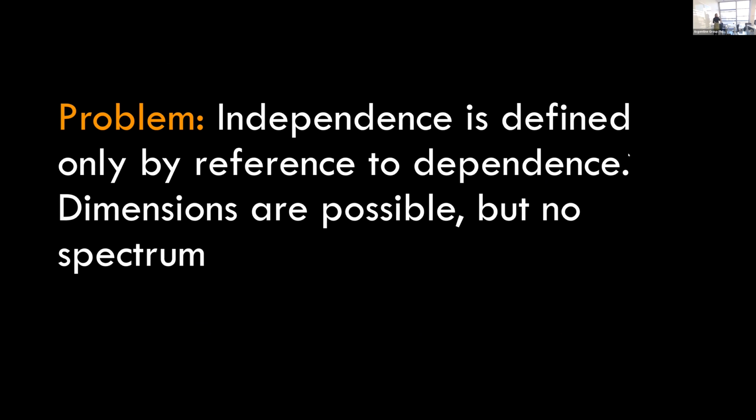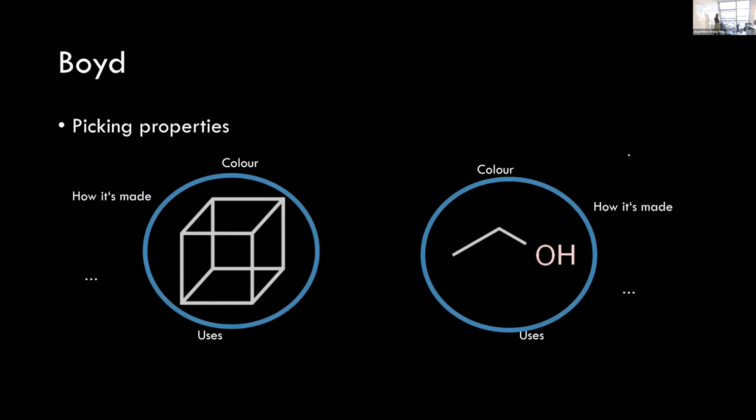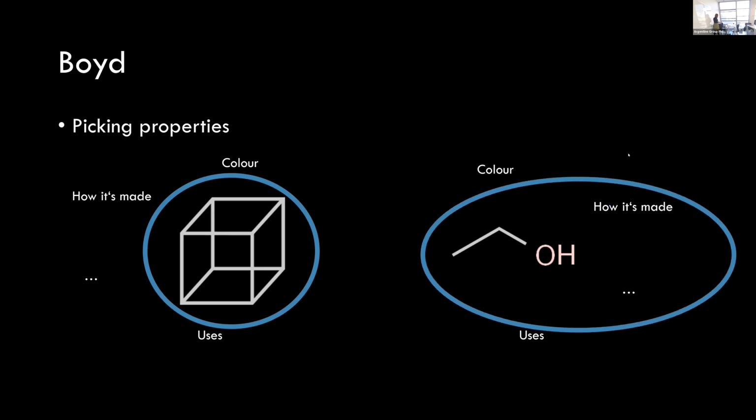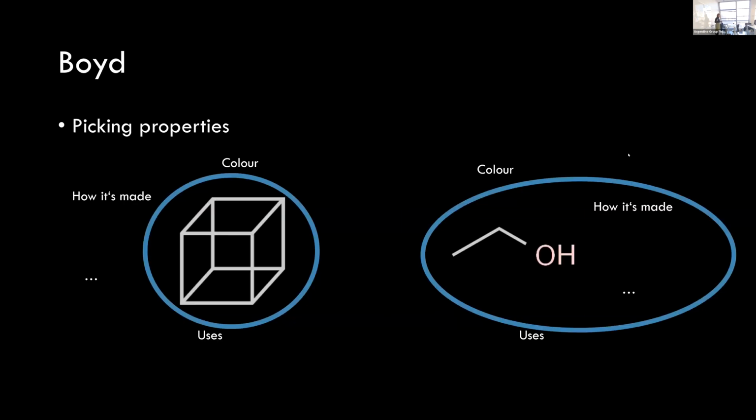The problem is we cannot have such a spectrum with the human independence view, because the independence is defined only by reference to dependence. Dimensions are possible, but there's no spectrum that's possible. I don't really have that much time left, so I'm not going to get into other accounts as much. But there are some accounts, based on interconnection or on clustering properties, that plausibly seem to at least allow for a spectrum.